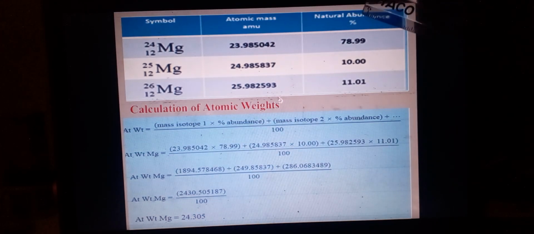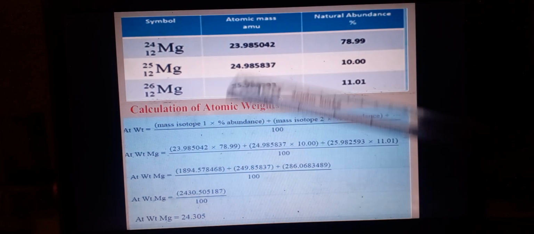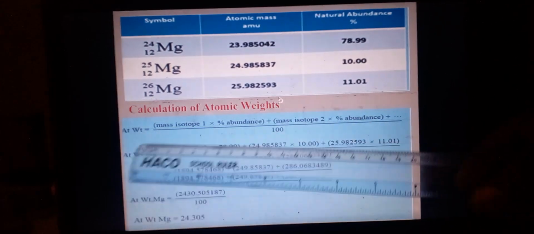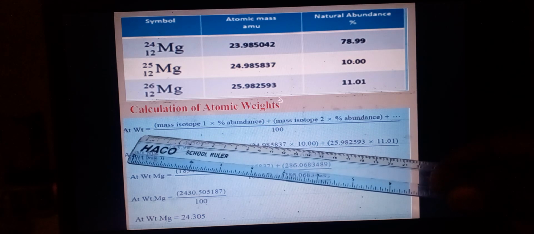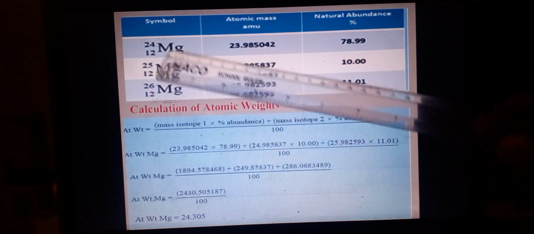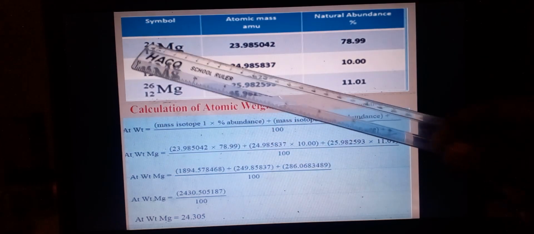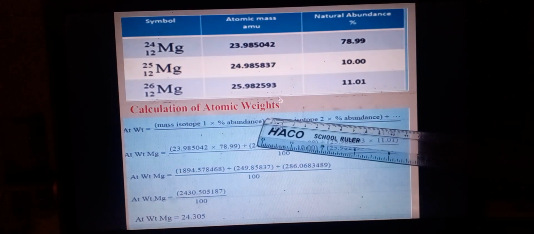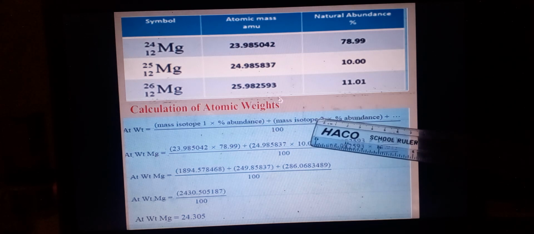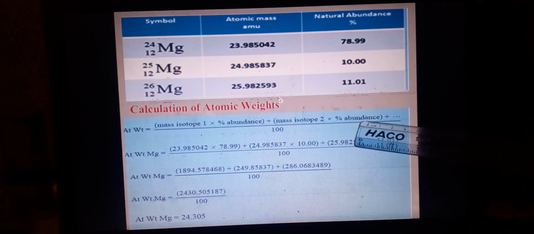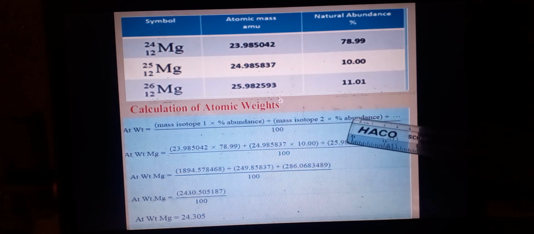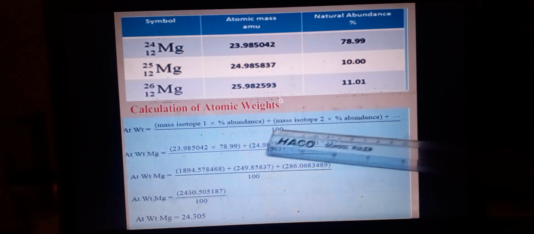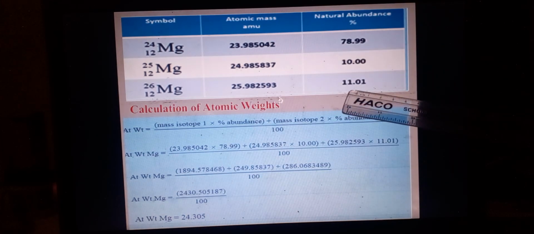If you are given this kind of information and asked to work out the atomic weight of an element like magnesium, you normally apply the formula: atomic mass, relative atomic mass or atomic weight, is equal to the mass of the first isotope times its relative abundance, plus the mass of the second isotope times its relative abundance, plus the mass of isotope 3 times its percentage abundance. Then we divide by the total percentage abundance, which must always be 100.